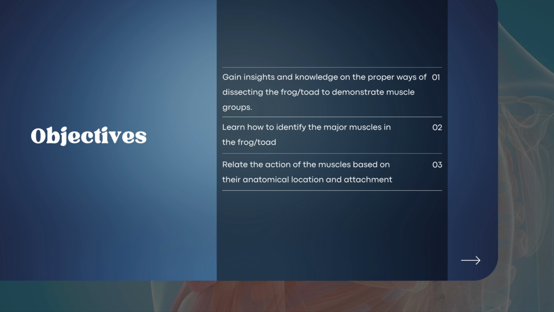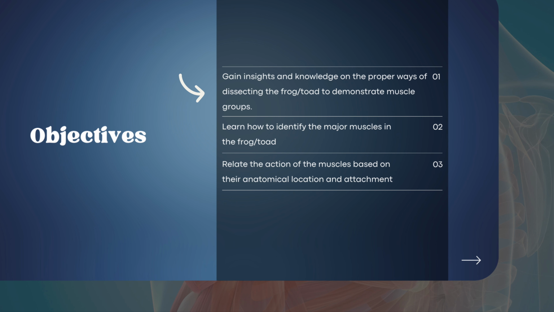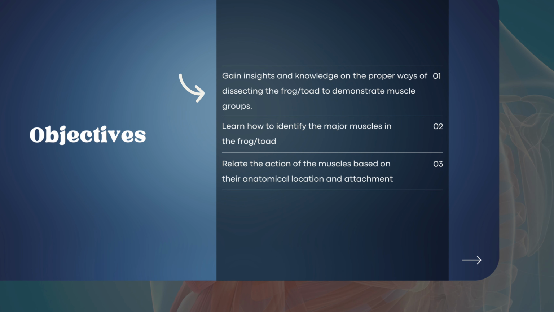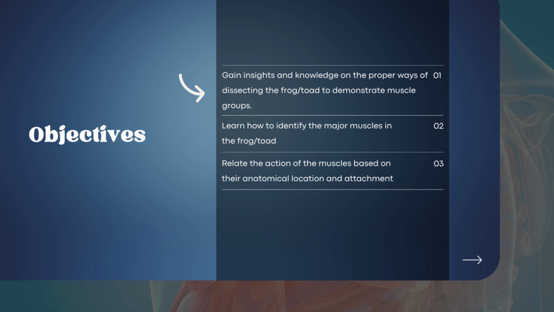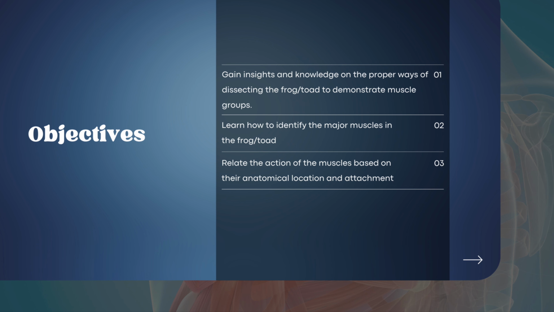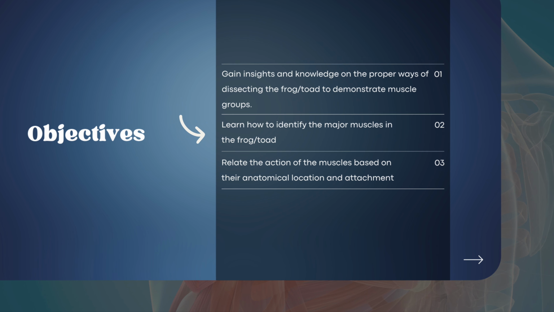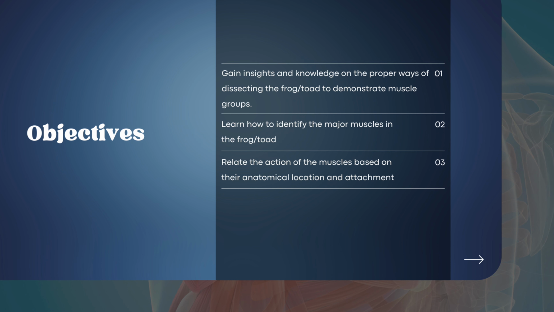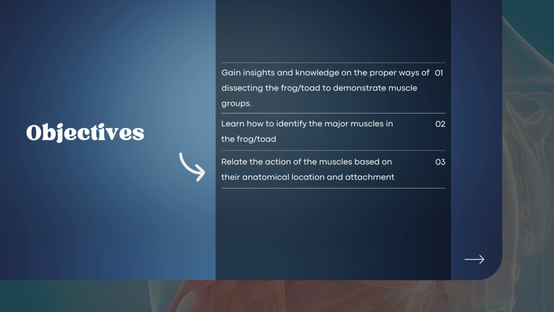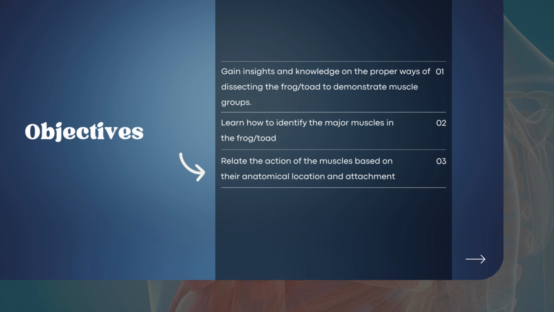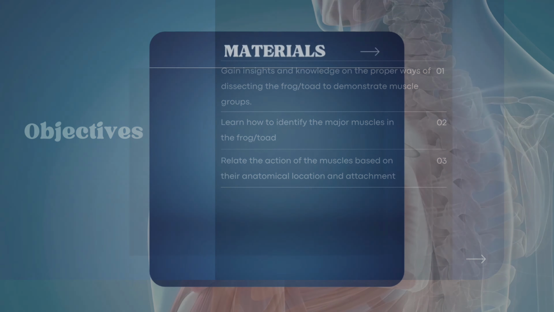Towards the end of the exercise, we should be able to gain insights and knowledge on the proper ways of dissecting the frog or toad to demonstrate muscle groups. We are also expected to learn how to identify the major muscles in the frog or toad. And lastly, to understand how to relate the action of the muscles based on their anatomical location and attachment.